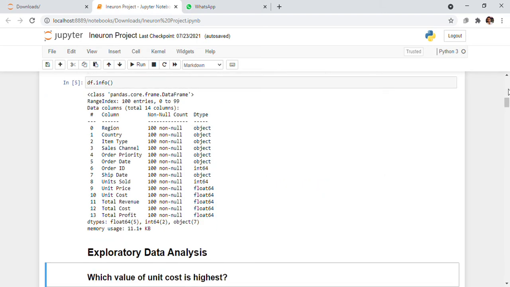So df.info basically defines the data type of variables in the data set. Like here region is object type, country is object type, and order ID is integer, units sold is integer, unit price is float. So these are all 13 variables which have different types of data types.